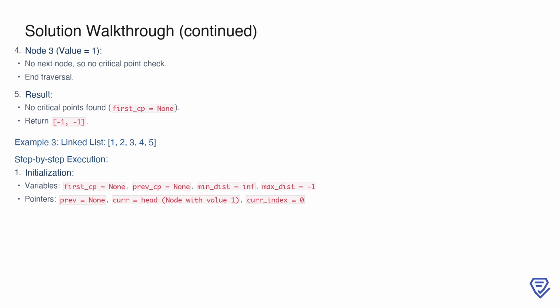In the third example, the linked list contains the values 1, 2, 3, 4, 5. We initialize the variables and pointers as before.